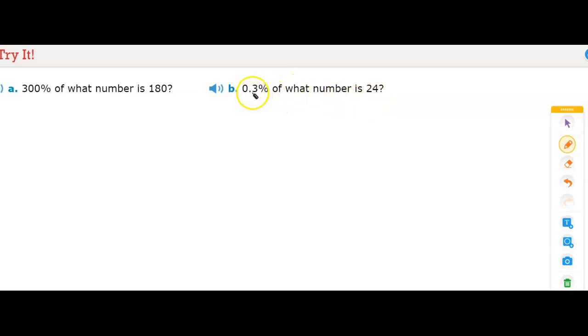0.3% of what number is 24? Let's immediately make this percent a decimal. We move it over to the left 2 spaces, so we have the decimal 0.003. And then of what number? We'll use n as our variable. It is equal to 24.